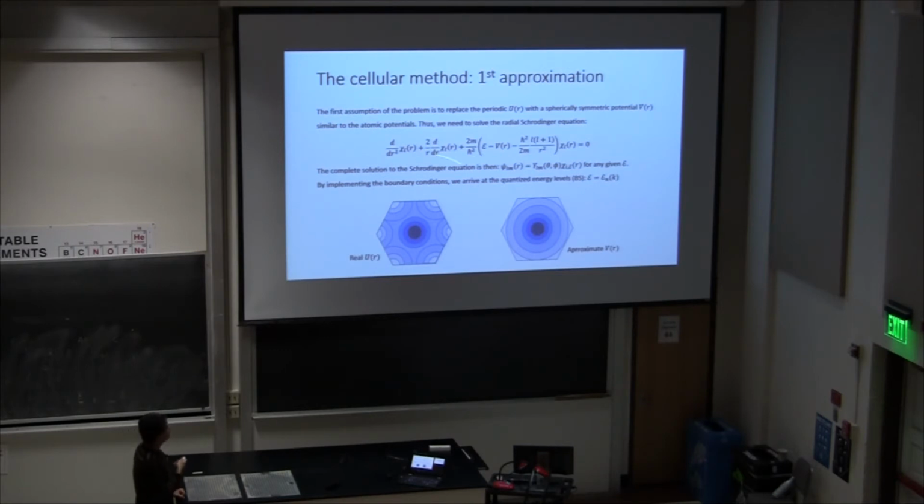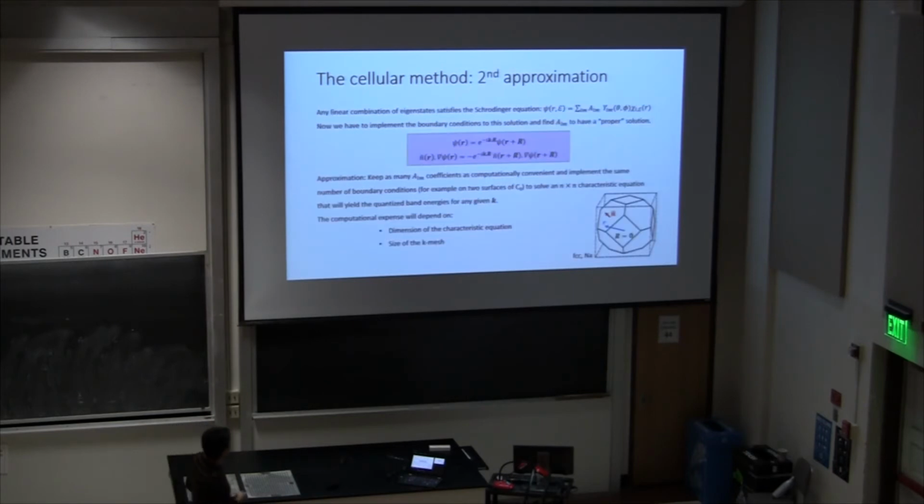So essentially, they forced the unit cell to look like an atom. And then they said, okay, now we know how to solve this. We will solve it. So the problem became a kind of radial Schrödinger equation. That was the first approximation. The second approximation that they had to do was a little bit more subtle. It had to do with the boundary conditions.